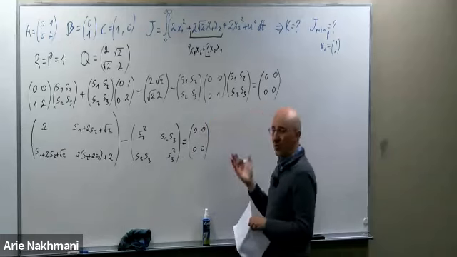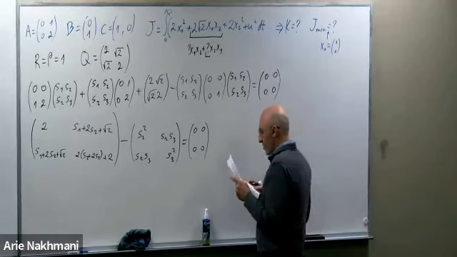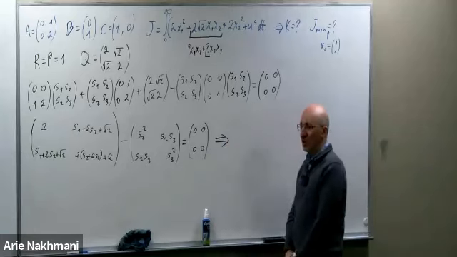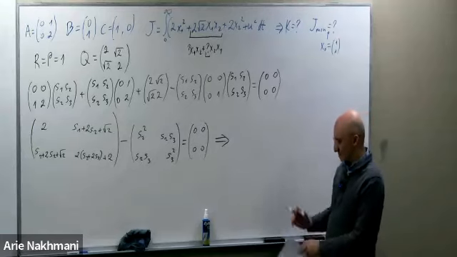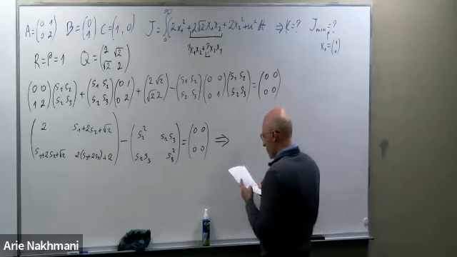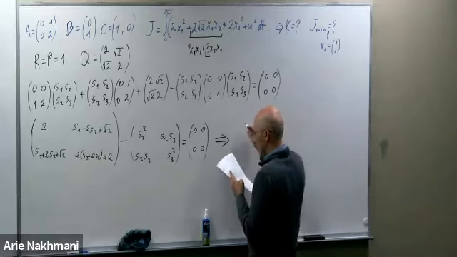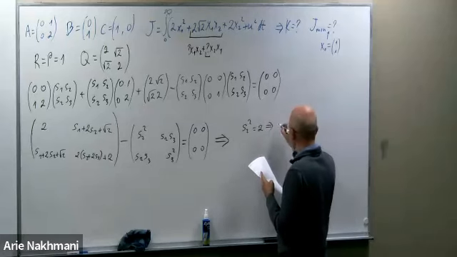Again you get 3 quadratic equations with 3 unknowns, and you have multiple different solutions. You pick the solution which is positive definite for the matrix S. So you will get something like S2 squared equals 2. You'll need to pick the right value here.